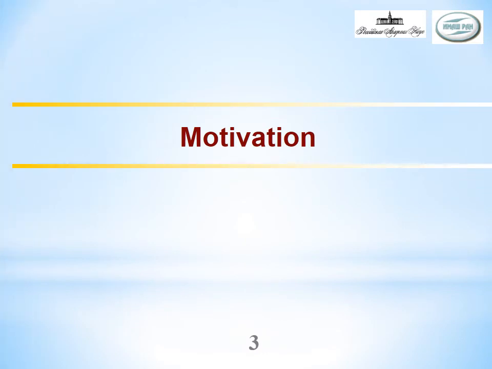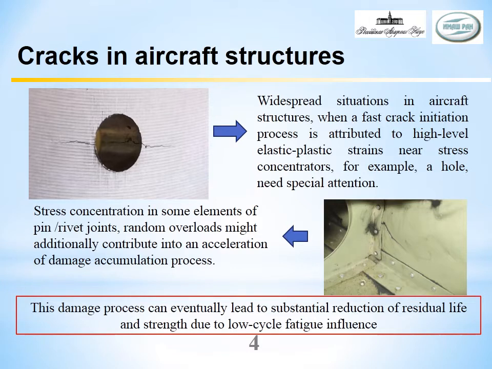So, motivation of present research. Cracks in aircraft structures. Random overloads with negative stress ratio, which are inherent in aircraft structures operation, and high level of maximum stress can contribute to the acceleration of damage accumulation process. Moreover, stress concentration inherent in individual elements of pin or rivet joints is the main reason of arising local elastic plastic strain under real operation conditions of aircraft structures. So, this damage process can eventually lead to substantial reduction of residual life and strength due to low cycle fatigue influence.